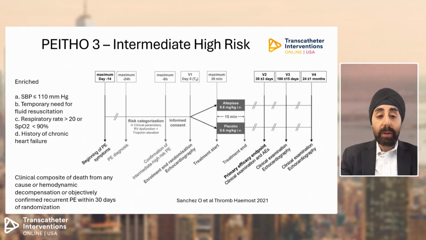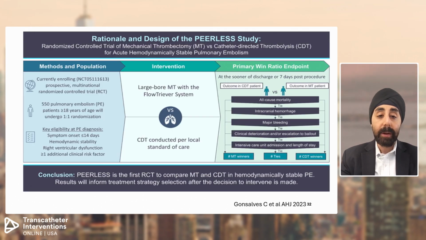Pytho 3 is going to look at systemic fibrinolysis, looking at a lower dose. So it's really recapitulating some of the original Pytho and looking at a much lower dose and trying to pick again that enriched population and see if that systemic fibrinolysis can measure up versus some of these catheter technologies. That's revisiting the systemic fibrinolysis hypothesis.